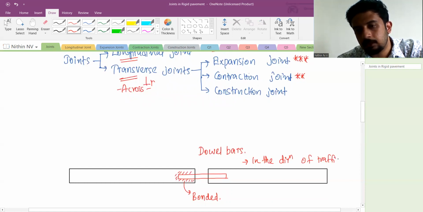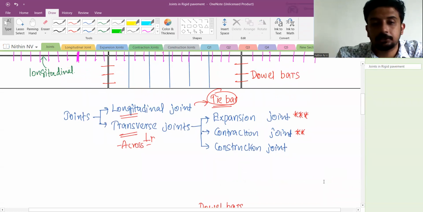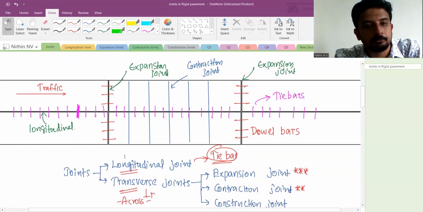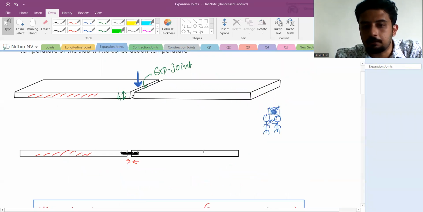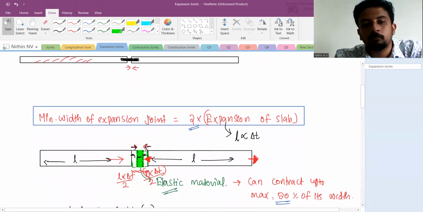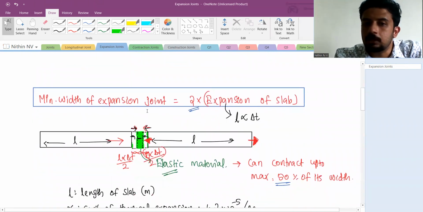Understood? Now the tie bars were across the direction of traffic. Now dowel bars are in the direction of traffic. Understood? So that's all about the expansion joint. Now there is one important thing here. I told you the minimum width of expansion joint is 2 times the expansion of the slab.